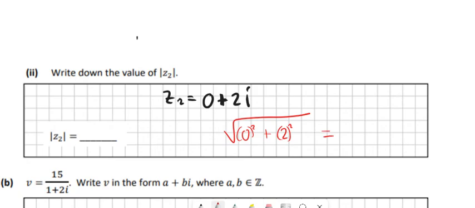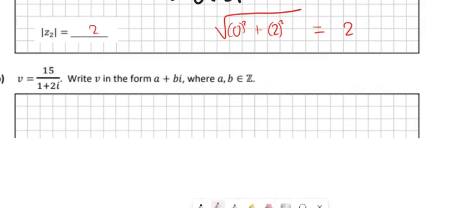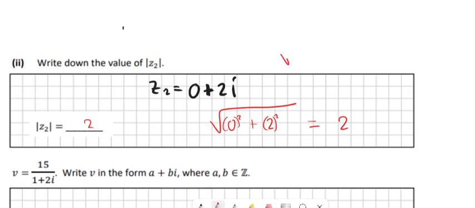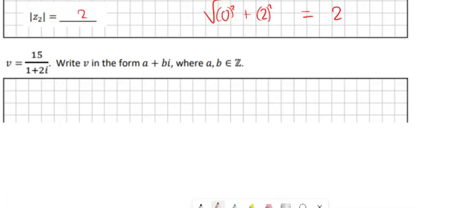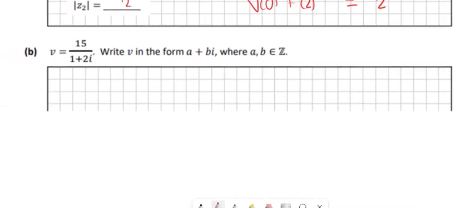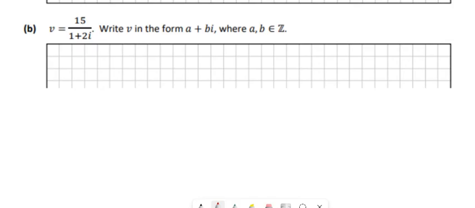So 0 squared is 0. You can plug it into the calculator, or you might be able to see what you're going to end up getting is 2, because 2 squared is 4, and the square root of that is 2. Answer there. So modulus is always the square root of a squared plus b squared, where the complex number is a plus bi. So 2 there.